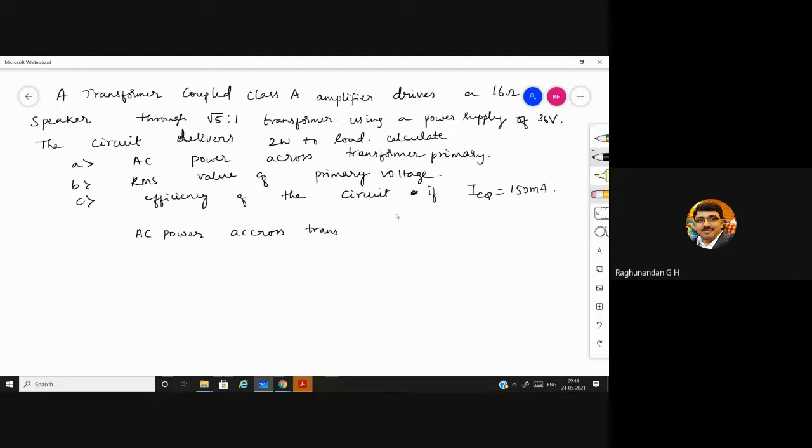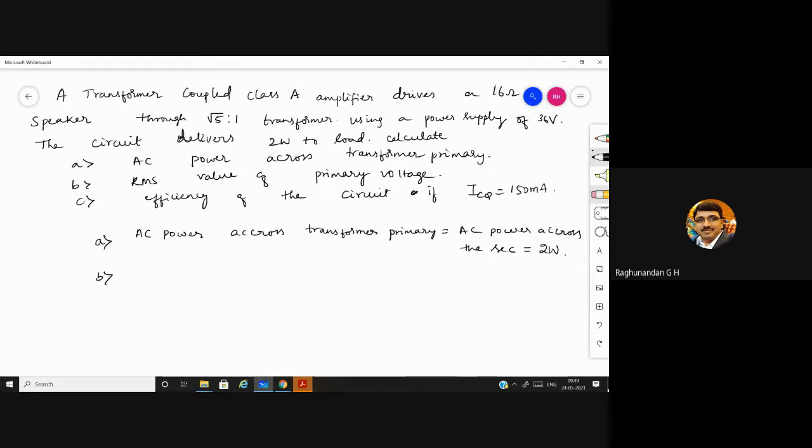Okay, the AC power across the transformer primary will be equal to the AC power across the secondary. So in this case, it will be directly 2 watt. Already it is given: the circuit delivers 2 watt to the load. No need of finding anything here. It is already been given. Next, this is the first answer. No need to find anything.